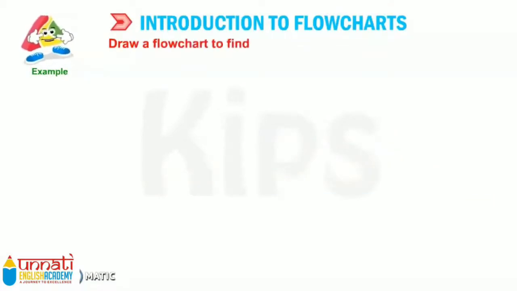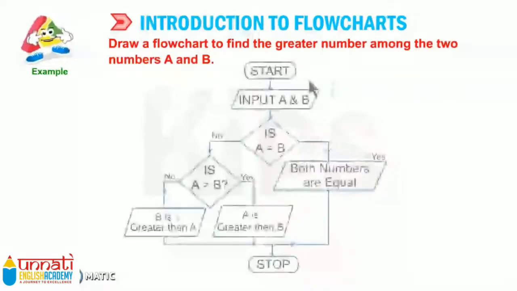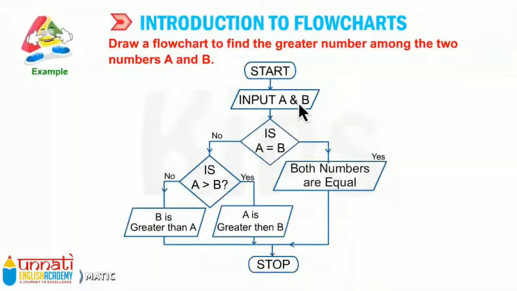Now we will see one more. Draw a flowchart to find the greater number among the two numbers A and B. So let's start. First will be start, then the input output box will come, that is, input A and B. Now we will check the number, that is, A is equal to B. If yes, then we will print both numbers are equal and directly the stop will come. But if A is equal to B is wrong, then we will check whether A is greater than B. If it is yes, then we will print A is greater than B.